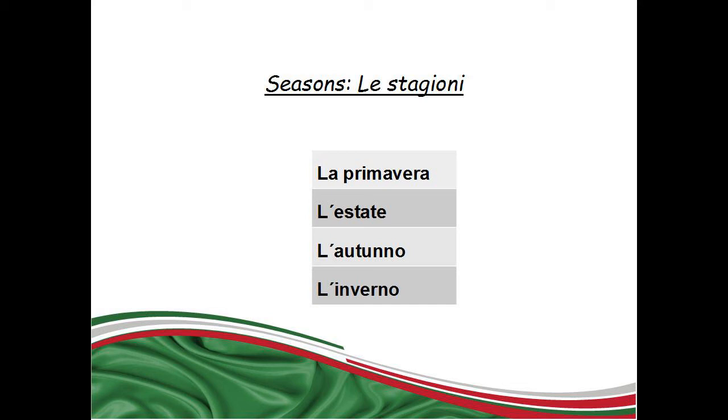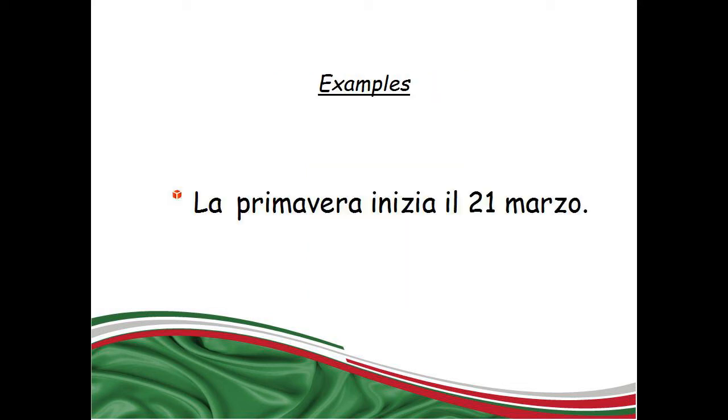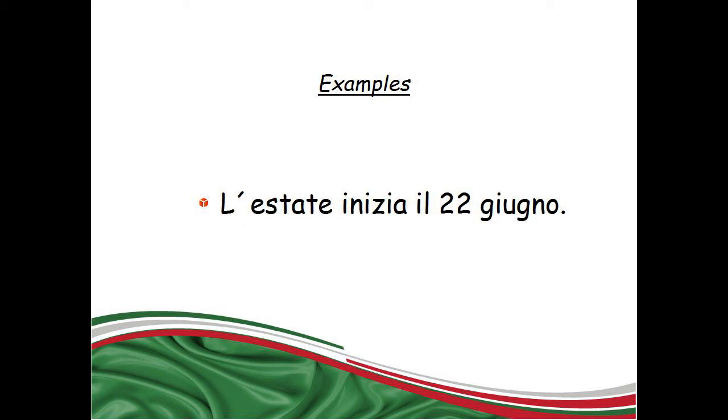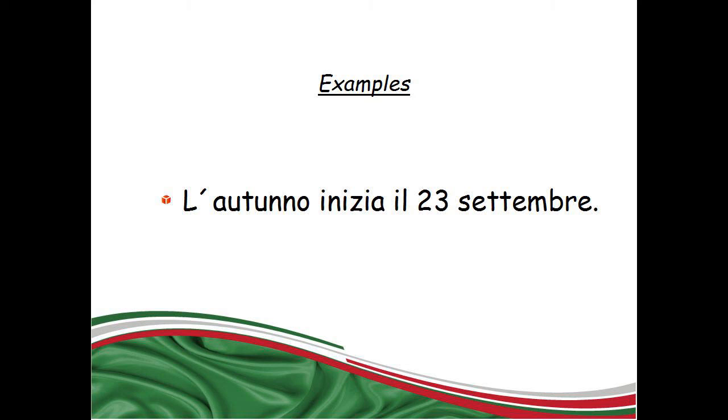Let's see some examples. La primavera inizia il 21 marzo. The spring starts on 21st of March. L'estate inizia il 22 giugno. The summer starts on 22nd of June. L'autunno inizia il 23 settembre. The autumn starts on 23rd of September.